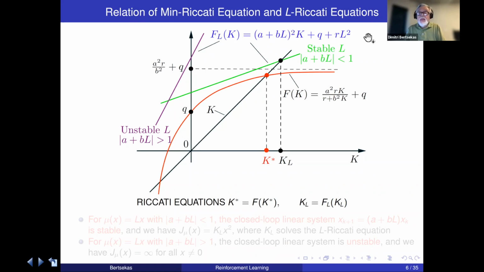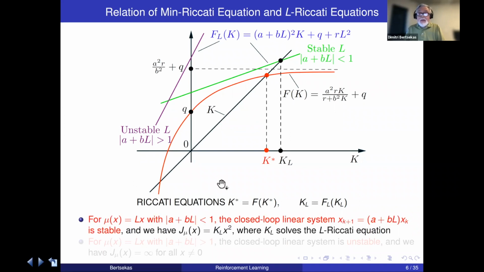And the L-Riccati equation wants to make the right-hand side equal to the left-hand side. So the solution of the L-Bellman equation, the coefficient of the corresponding cost of the linear policy, is what you see here, right? The place where the green curve meets the black curve, the green line meets the black line.